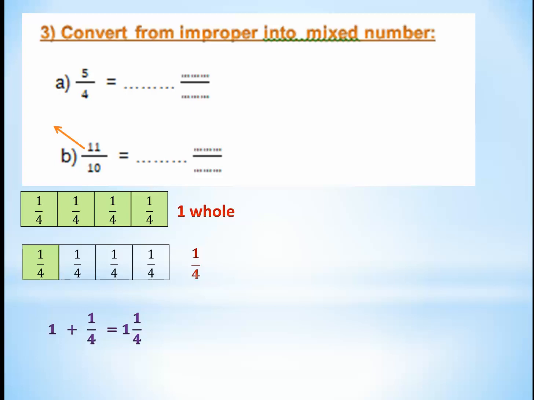Okay, the second one, we will solve it by decomposing. We know that we will decompose 11 into 2 numbers. One of them is the denominator, so the denominator is 10, so we are going to put 10. And find the remainder, 11 minus 10 equals 1, so it will be 10 tenths plus 1 tenth. So 10 tenths equal 1, and 1 tenth, so it will be 1 and 1 tenth.